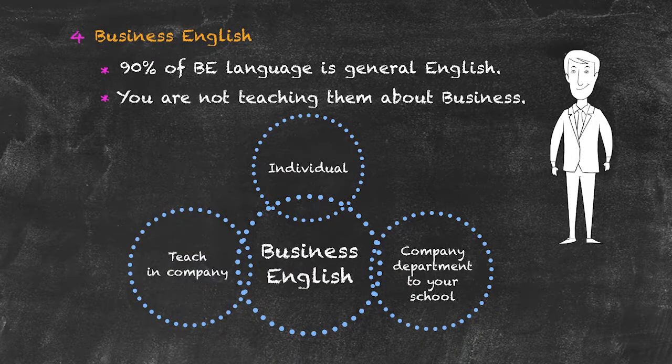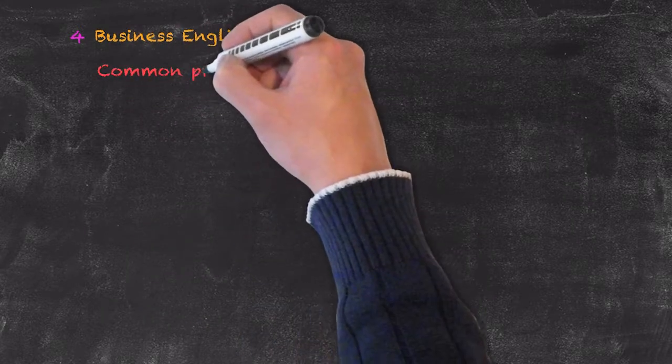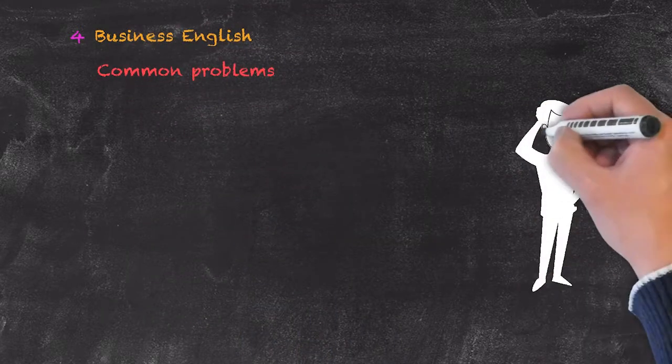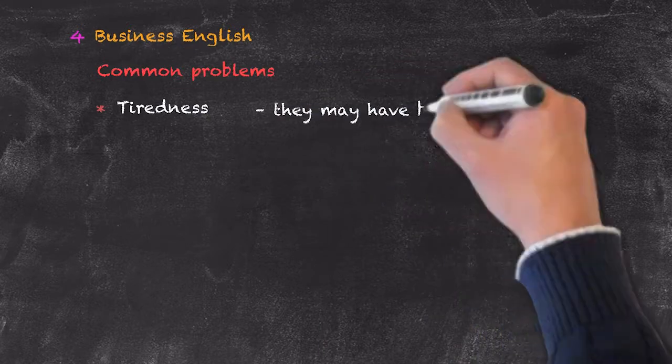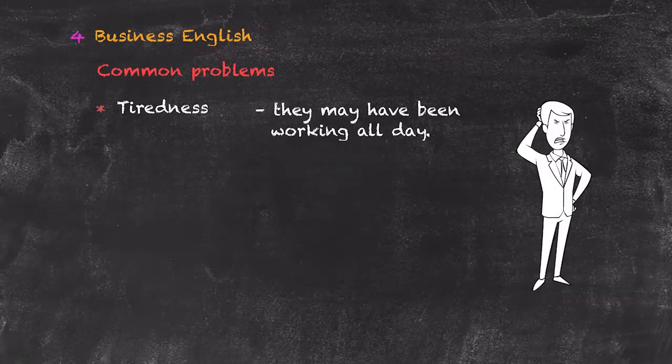So within each of those settings there are a number of common factors that we need to consider when teaching business English. So here are some of the more common problems that can be associated with business English classes, and they're things that we need to be aware of as teachers. Firstly, we need to bear in mind that very often our students will have been working all day before they come to their English classes, and so very often our students are going to be tired. We need to be aware of that, and we need to take account of that within our lessons.